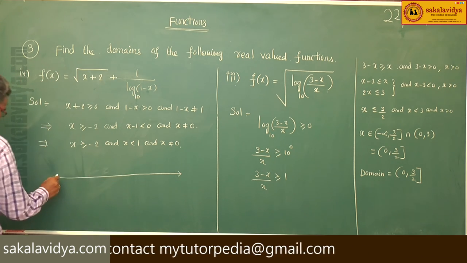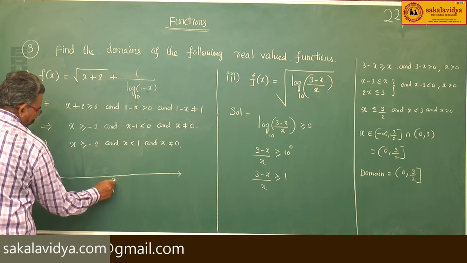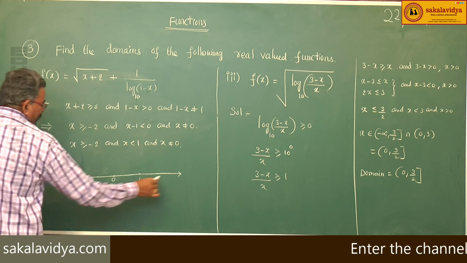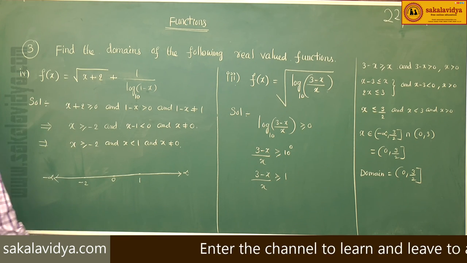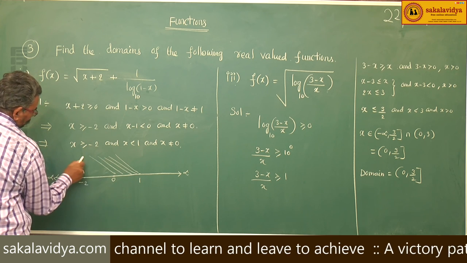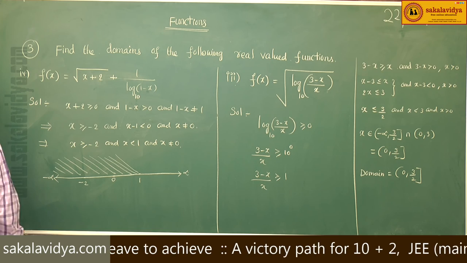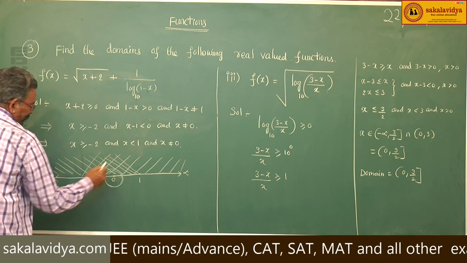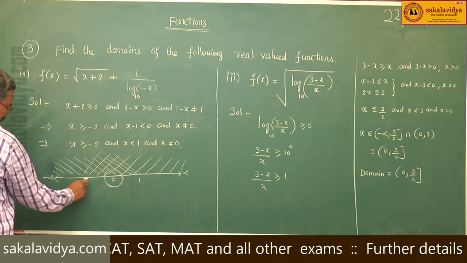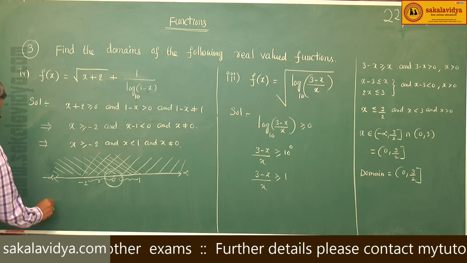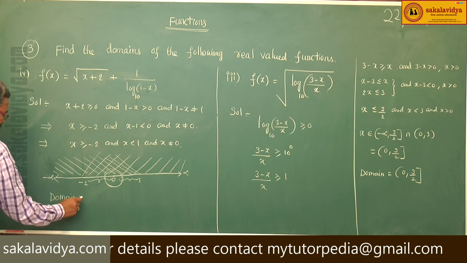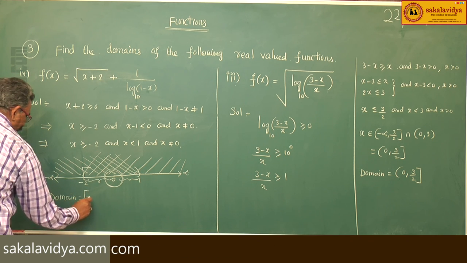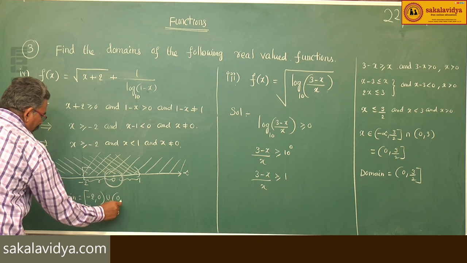Even you can take number line also, no problem. Let us take a number line. These values represent it: 0, here 1, here minus 2. This is minus infinity, this is plus infinity. Let us shade x less than 1. x greater than or equal to minus 2. Now 0 is not included. That's why we break into two intervals, here to here and here to here. Therefore, domain is equal to, now this is included, this is not included, so minus 2 comma 0 union 0 to 1.